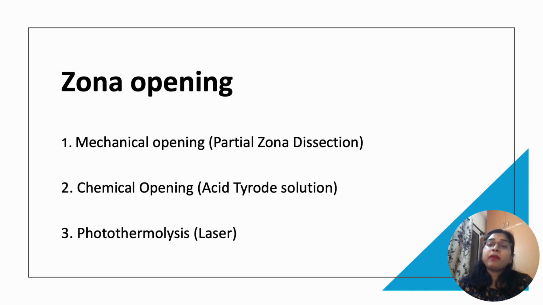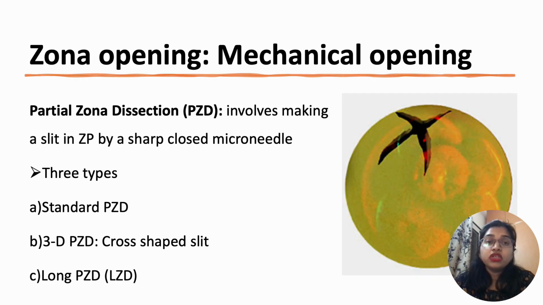So next is, what are the methods of zona opening? There are 3 methods. There is mechanical opening, partial zona dissection, there is a chemical opening via acid tyrode solution, and third thing is laser. First is mechanical opening. Mechanical opening is known as partial zona dissection, and it involves making a slit in the zona pellucida by a sharp closed micro needle. And this partial zona dissection is of 3 types: standard partial zona dissection, 3D partial zona dissection, and long partial zona dissection. This is 3D, it is a cross shaped slit we have to make.